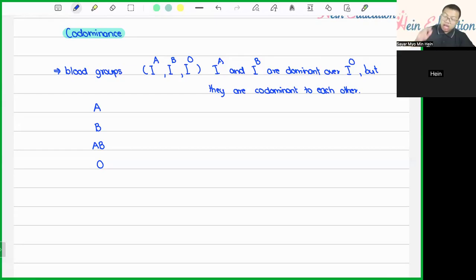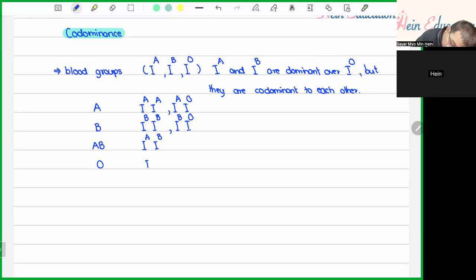What this means is that for blood group A, there can be two different combinations. Blood group A can be either IAIA, or it can also be IAIO. For B, similarly, it can be IBIB, or it can also be IBIO. But for AB, it will be IAIB, and for O blood, it's IOIO, or let's just say small letter ii. So this would be the genotype and phenotype of the blood groups.